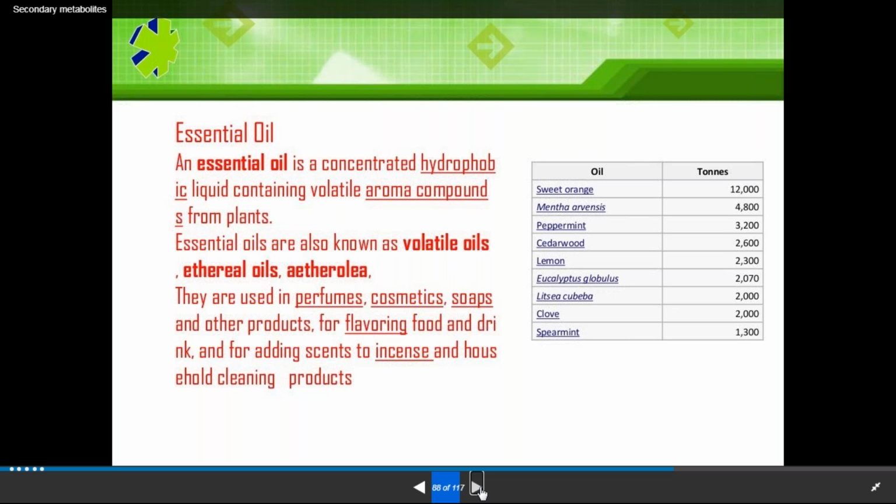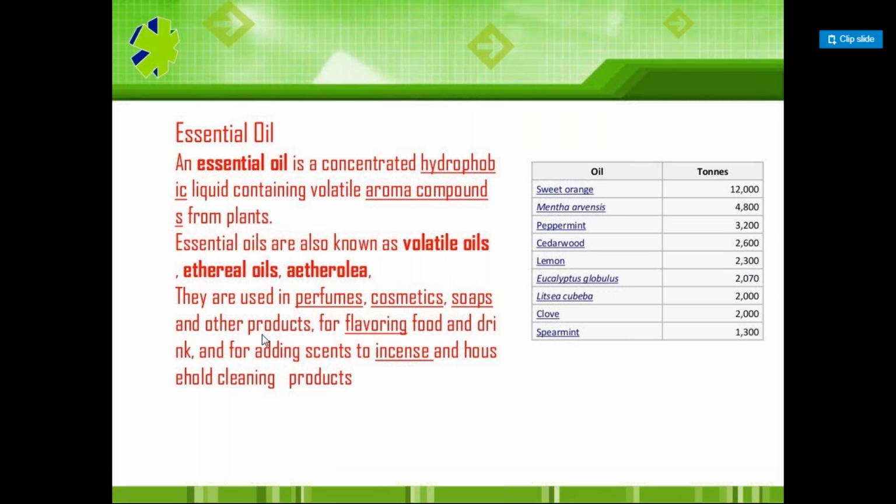Then we were discussing essential oil. Essential oil is something which has aroma. Only volatile oil is called essential oil, because it forms the essence of the plant. Essence means the main heart of the plant. It is also called ethereal oil because of ether. If you open an ether bottle and leave it at room temperature, what happens? It evaporates and leaves behind nothing.